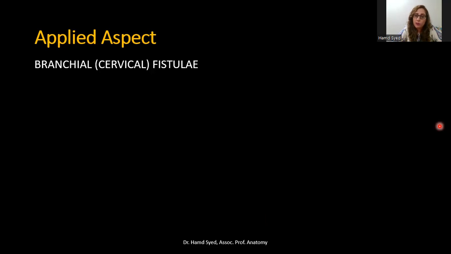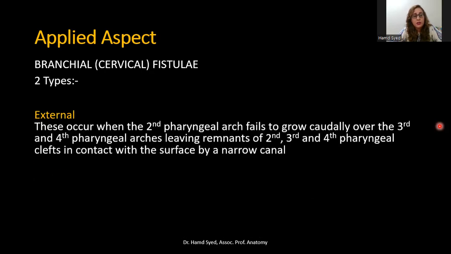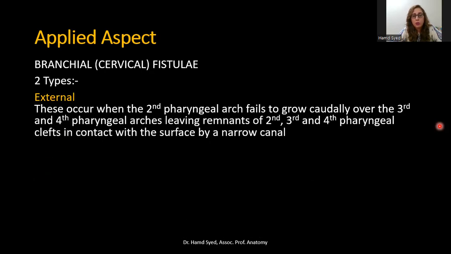There are two types of branchial fistula. One is external, the other is internal. They are both related to maldevelopment of the pharyngeal apparatus. External branchial fistulae, their embryological basis is that these occur when the second pharyngeal arch fails to grow caudally over the third and fourth pharyngeal arches, leaving remnants of second, third, and fourth pharyngeal clefts in contact with the surface by a narrow canal.